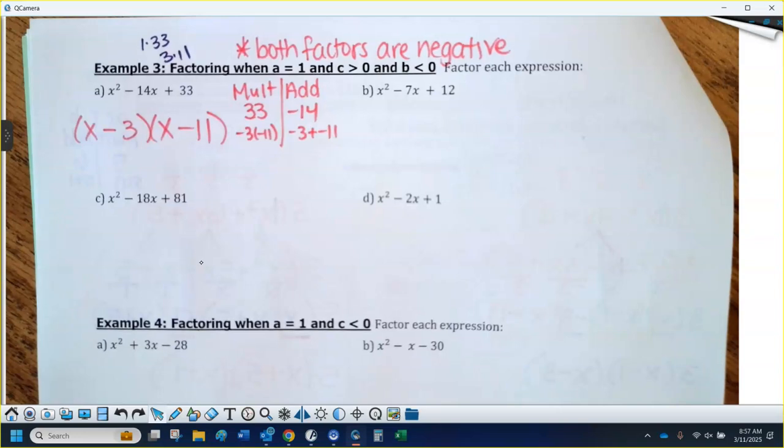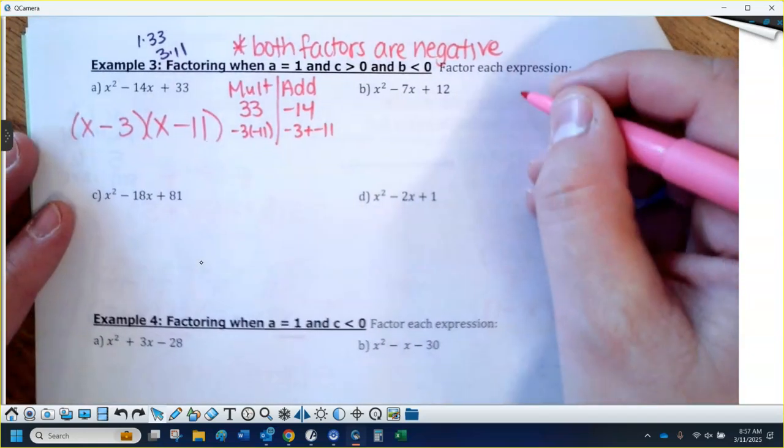If you did the factor by grouping we were doing yesterday, you can do that. You would break apart that middle term into negative 3x, negative 11x. It might just take you a little bit more time, because it ends up being the two numbers that you find to fit those requirements.